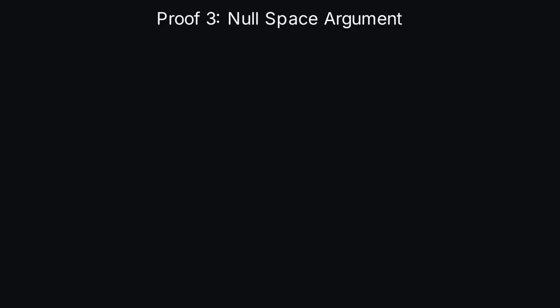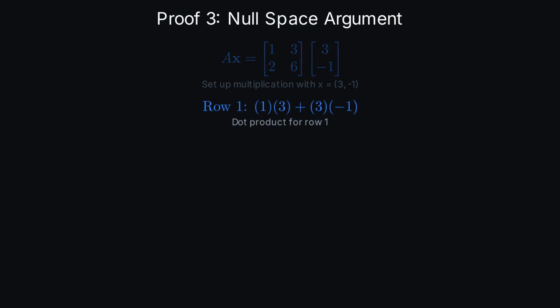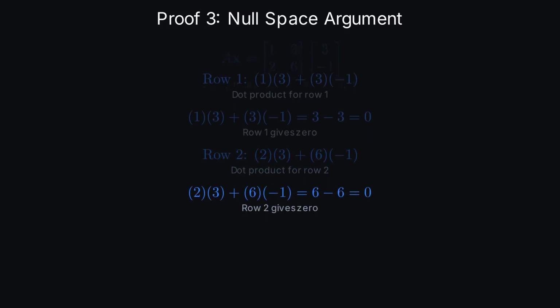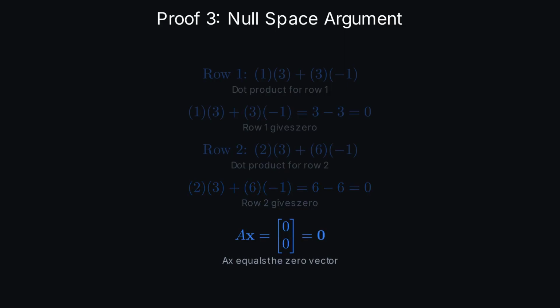The determinant and the column picture are useful, but the deepest reason this matrix has no inverse comes from the null space, the set of all vectors x where A times x equals 0. Take x equals the vector (3, -1). First row, 1 times 3 plus 3 times -1 equals 3 minus 3, and that's 0. Second row, 2 times 3 plus 6 times -1 equals 6 minus 6, which is also 0. So A times the vector (3, -1) equals the 0 vector.